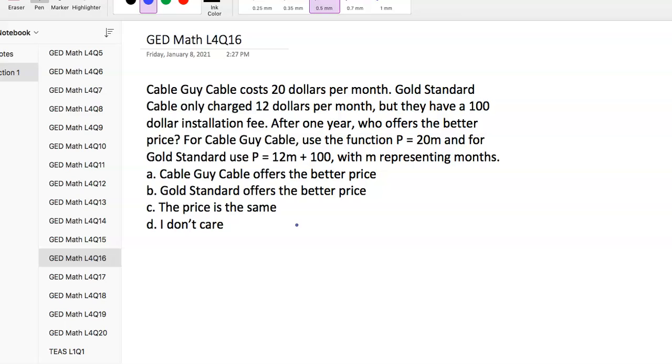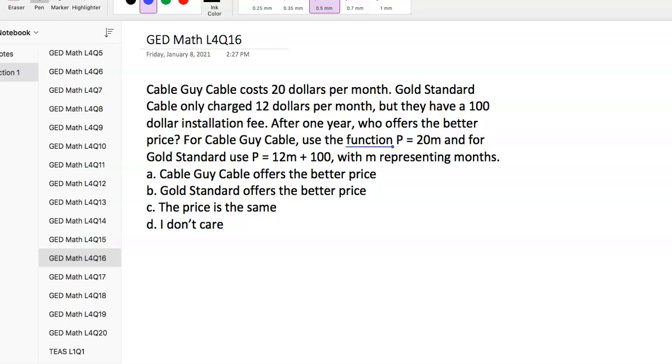Okay, Cable Guy cable costs 20 per month. Gold Standard cable only charged 12 per month, but they had a $100 installation fee. After 1 year, who offers a better price? For Cable Guy cable, use the function P equals 20M, and that just means price equals 20 times the number of months. And for Gold Standard, use P equals 12M plus 100. I think they could easily be throwing you off when they use the word function.